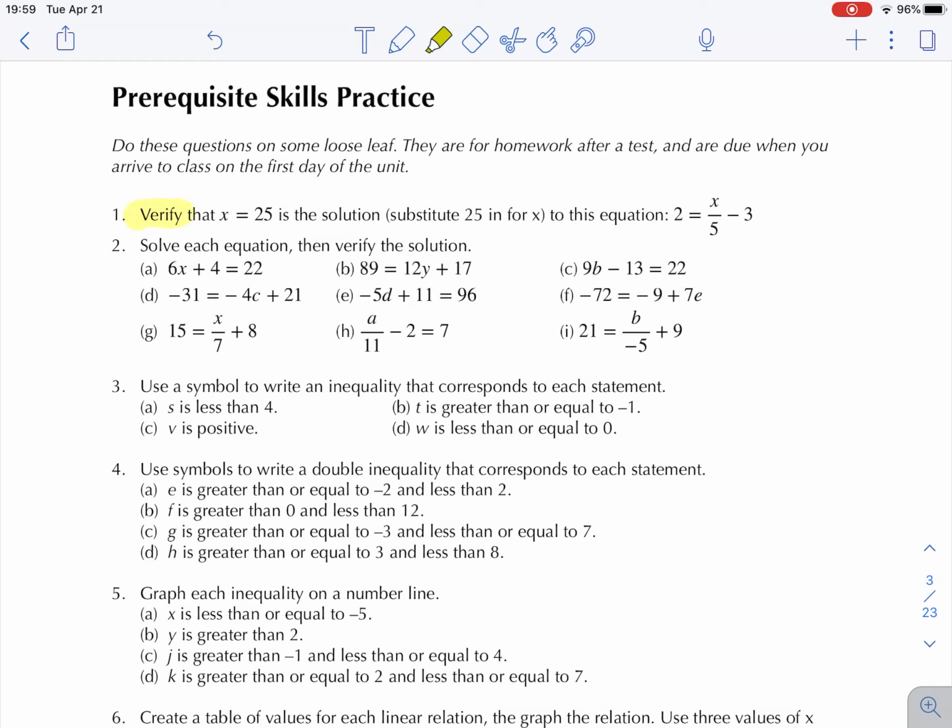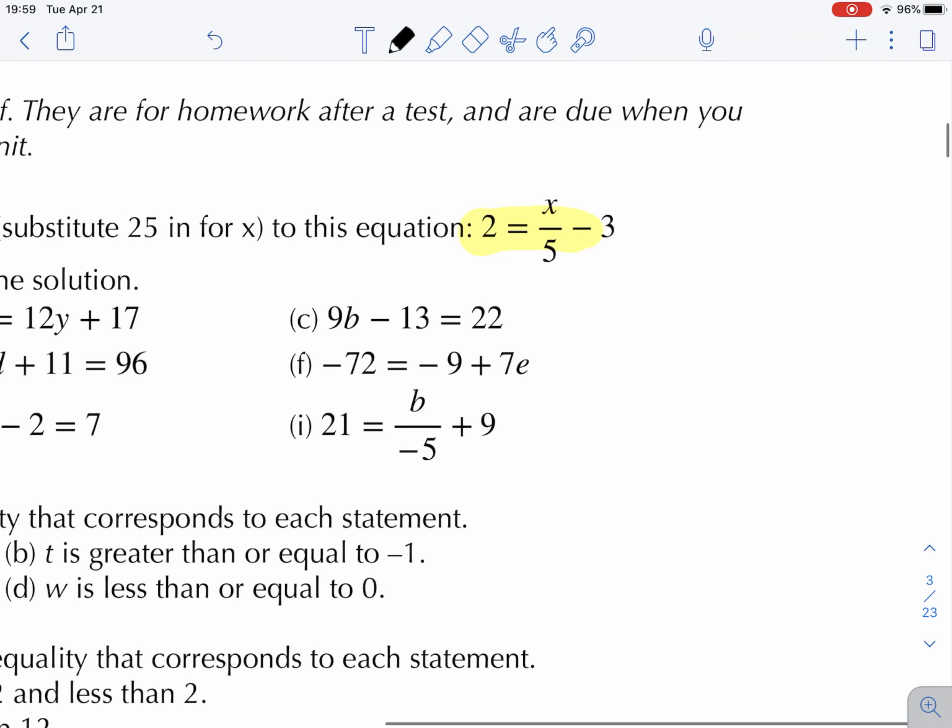All right, question number 1, verify. It's an important word that you should know. That x equals 25 is the solution for this equation here. So I'm going to put in 25 for x and see if the equation works out. 2 is equal to 25 divided by 5 minus 3.